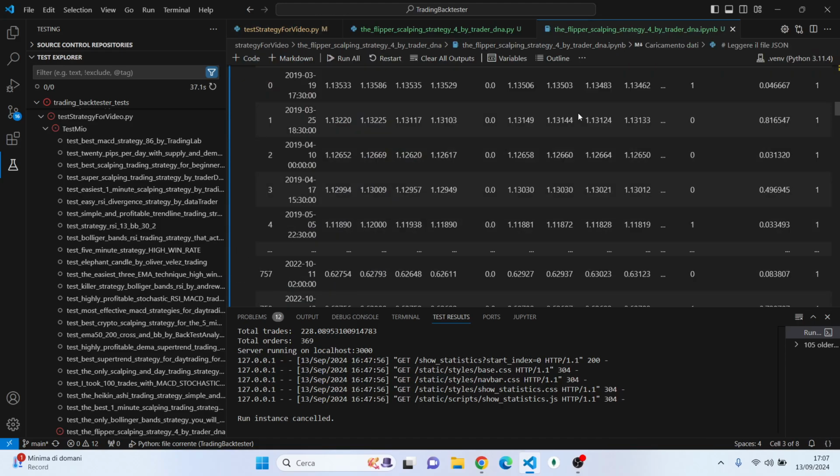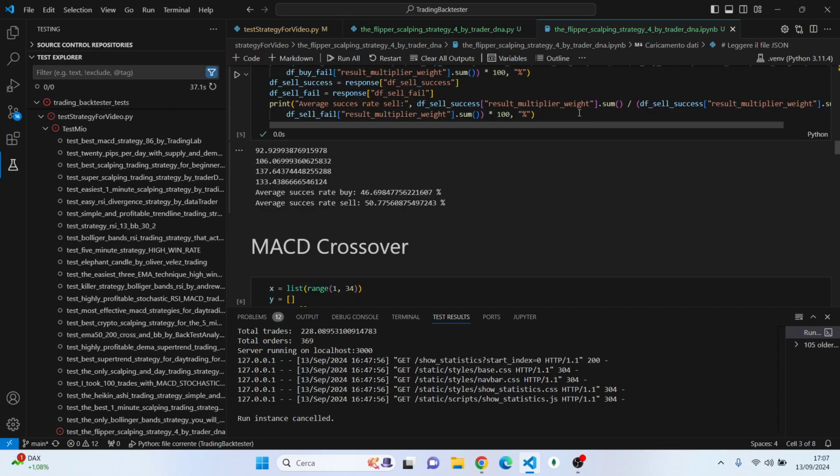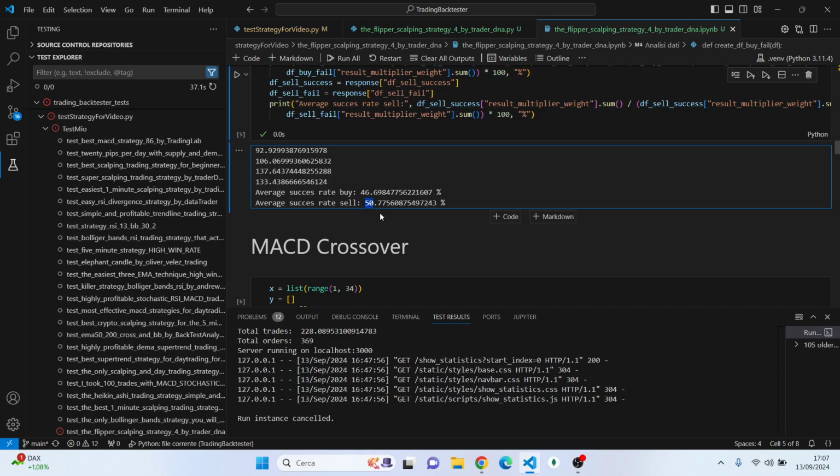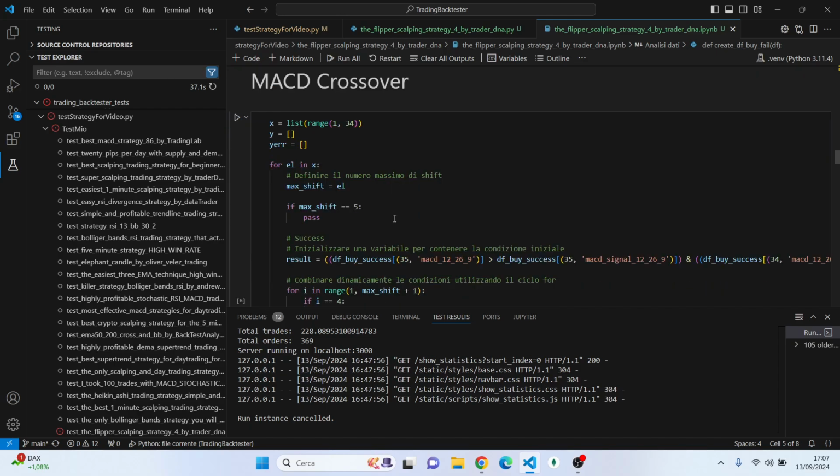So first of all, let's see if this strategy is more a bearish or bullish strategy. As you can see, it seems to be more a bearish strategy with 50 as average success rate. And in this case, it almost breaks even. So it's probably not the best bearish strategy, but let's take it into consideration.